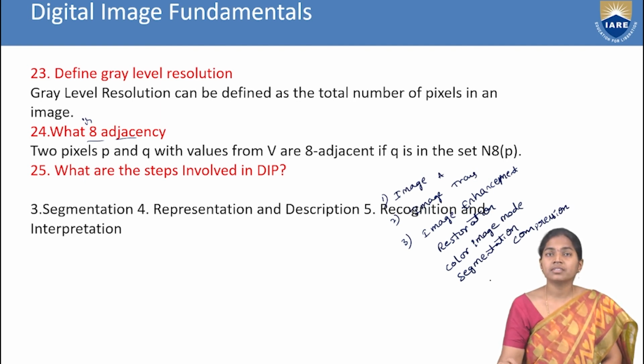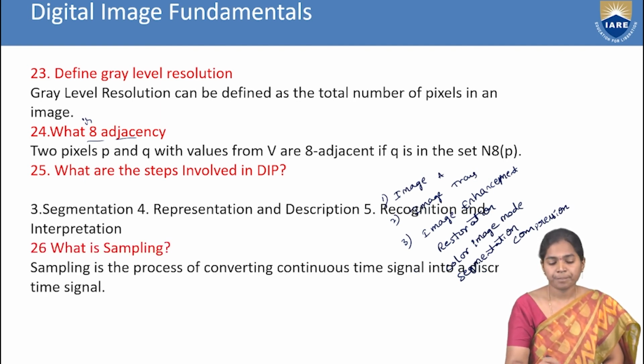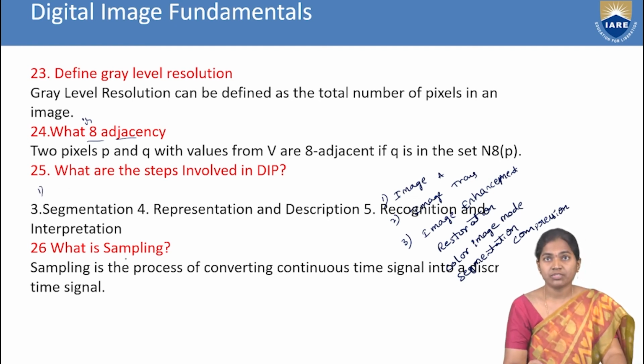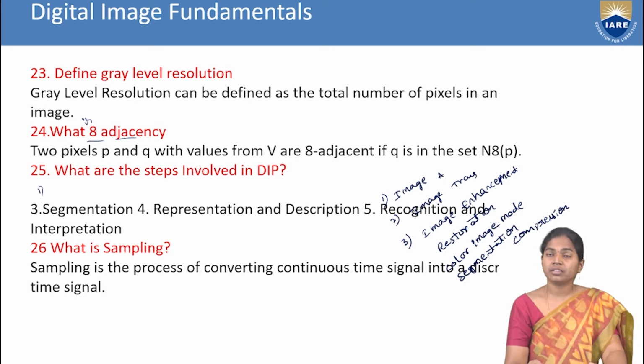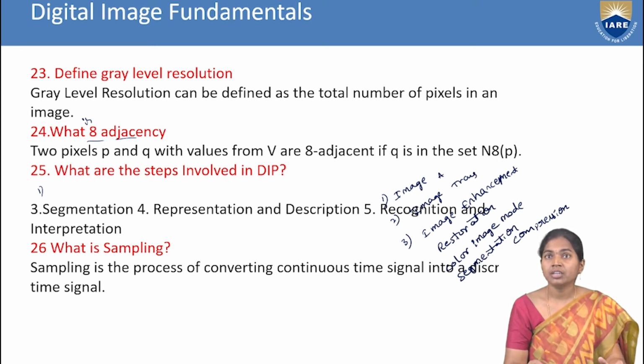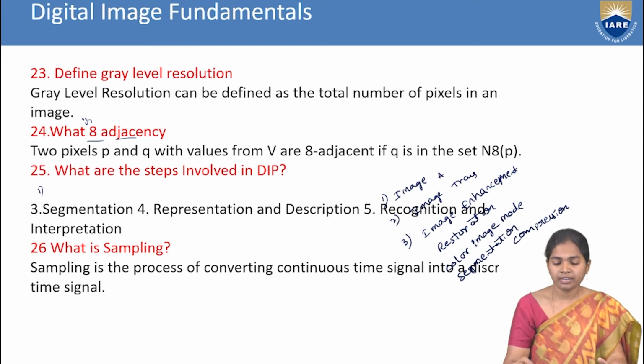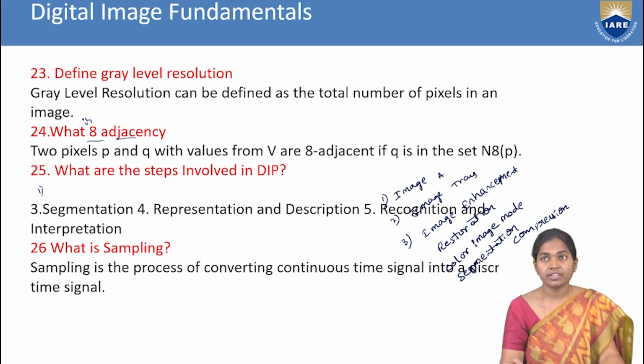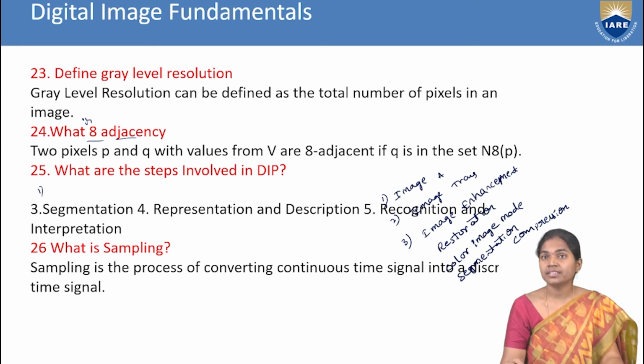So first is image acquisition, image transformation, image enhancement, segmentation, representation and description, and recognition and interpretation. These are the basic steps involved in our digital image processing. Image acquisition, image transforms, enhancement, restoration, color image model, segmentation and compression, and recognizing the image and representation.